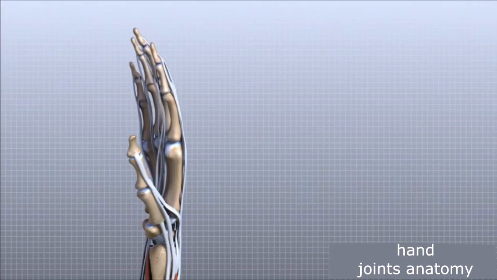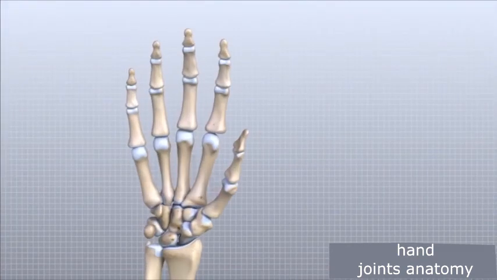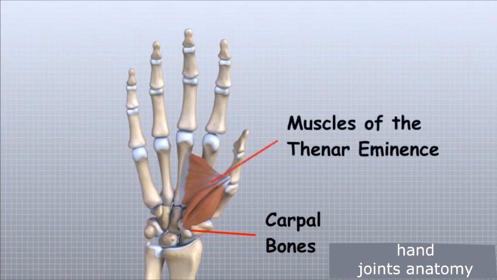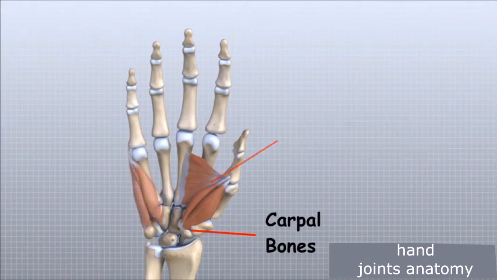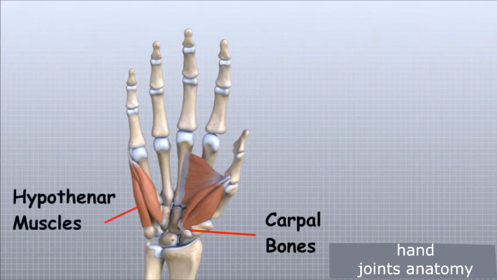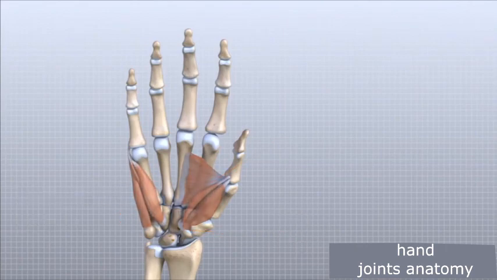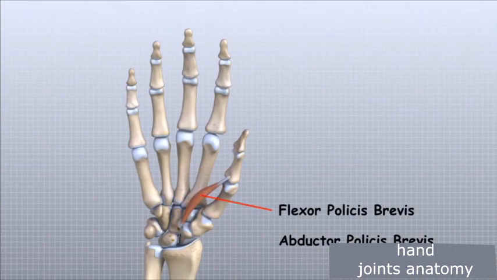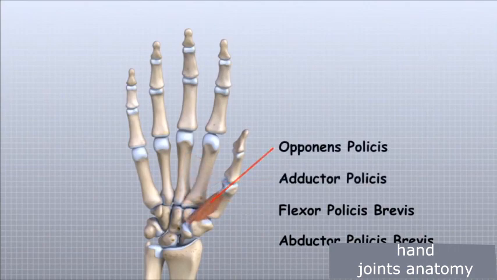The muscles that control the thumb and little finger start on the carpal bones. The bulge of muscle present at the base of the thumb is called the thenar eminence, and the muscle bulge present at the base of the little finger is called the hypothenar eminence. Four muscles make up the thenar eminence: the abductor pollicis brevis, flexor pollicis brevis, adductor pollicis, and opponens pollicis. Pollicis is the Latin term for thumb.